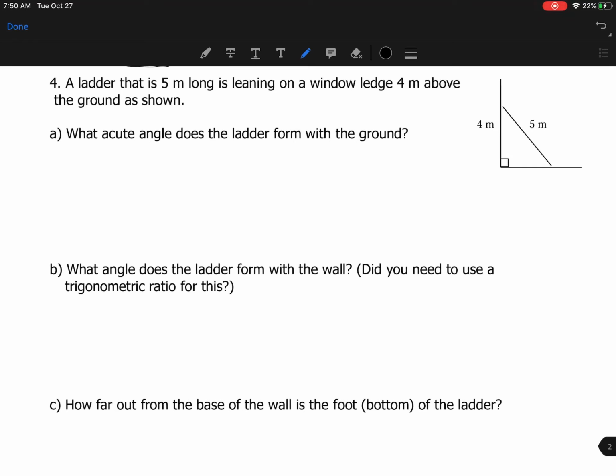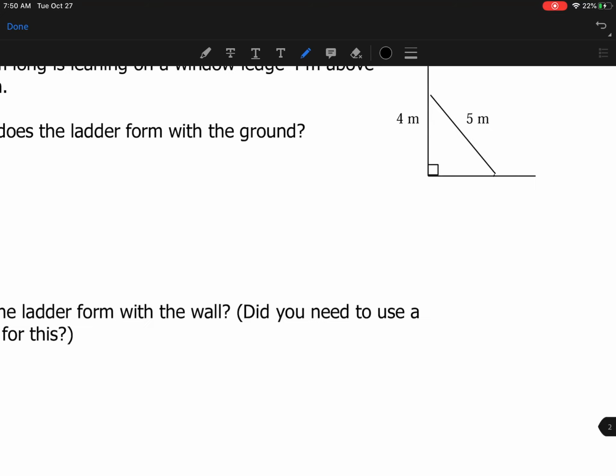So here you go: a ladder that is 5 meters long is leaning on a window ledge 4 meters above the ground. Right, so here's the ground, and there's a ladder set up against the wall. They're asking, what acute angle does the ladder form with the ground? We should label our triangle because they haven't labeled it, so I'm going to call this A, B, C. They want us to find this angle here. We don't know what it is, so I'll call it angle B.